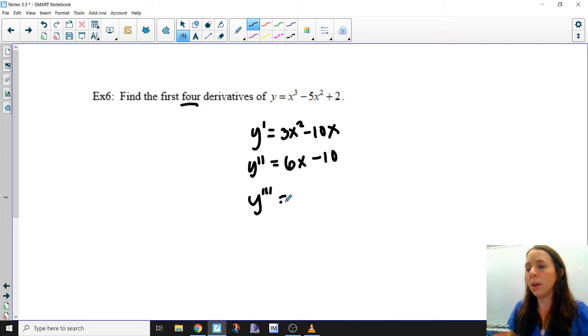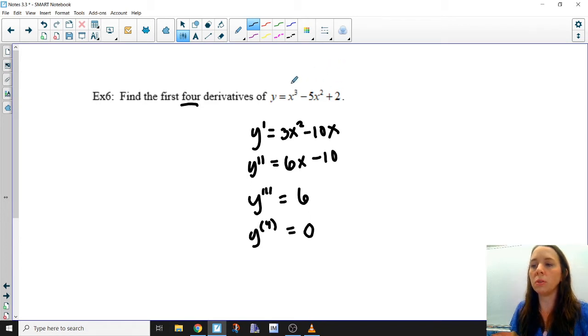Y triple prime, the third derivative, is just 6, right? The slope of 6x minus 10 is 6. And finally, the fourth derivative, which I will denote like this, is 0. And that is characteristic of simple polynomial functions where all of your powers are positive integer values. If you take the derivative so many times, it is going to go to 0. It's not going to happen for every single function, though.